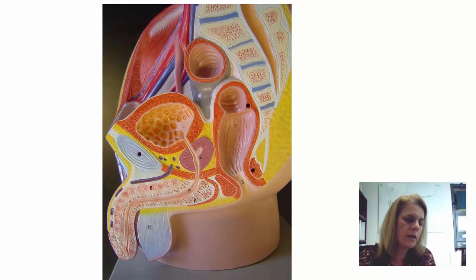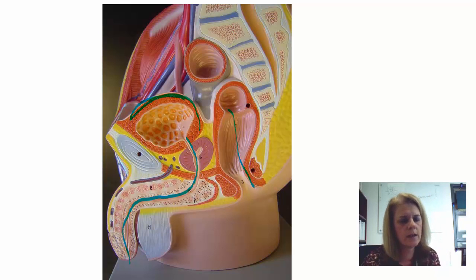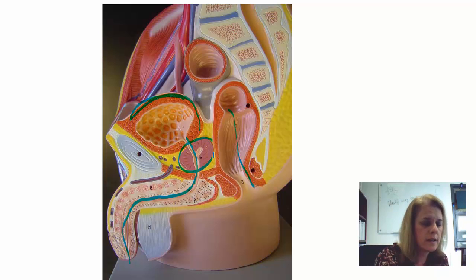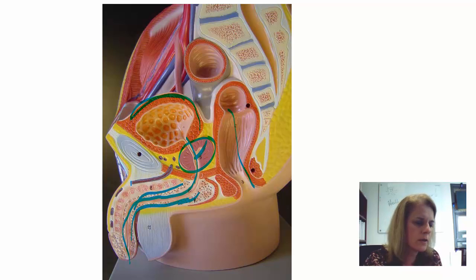Here's another cutaway, a little different model. So you have your rectum and your anus. Here's the bladder here. You have the urethra, prostatic urethra, intermediate or membranous urethra, and the spongy urethra all the way out to the outside. You have your prostate gland. This is your ejaculatory duct right here. You have your corpus spongiosum surrounding the urethra, and the corpus cavernosa here.